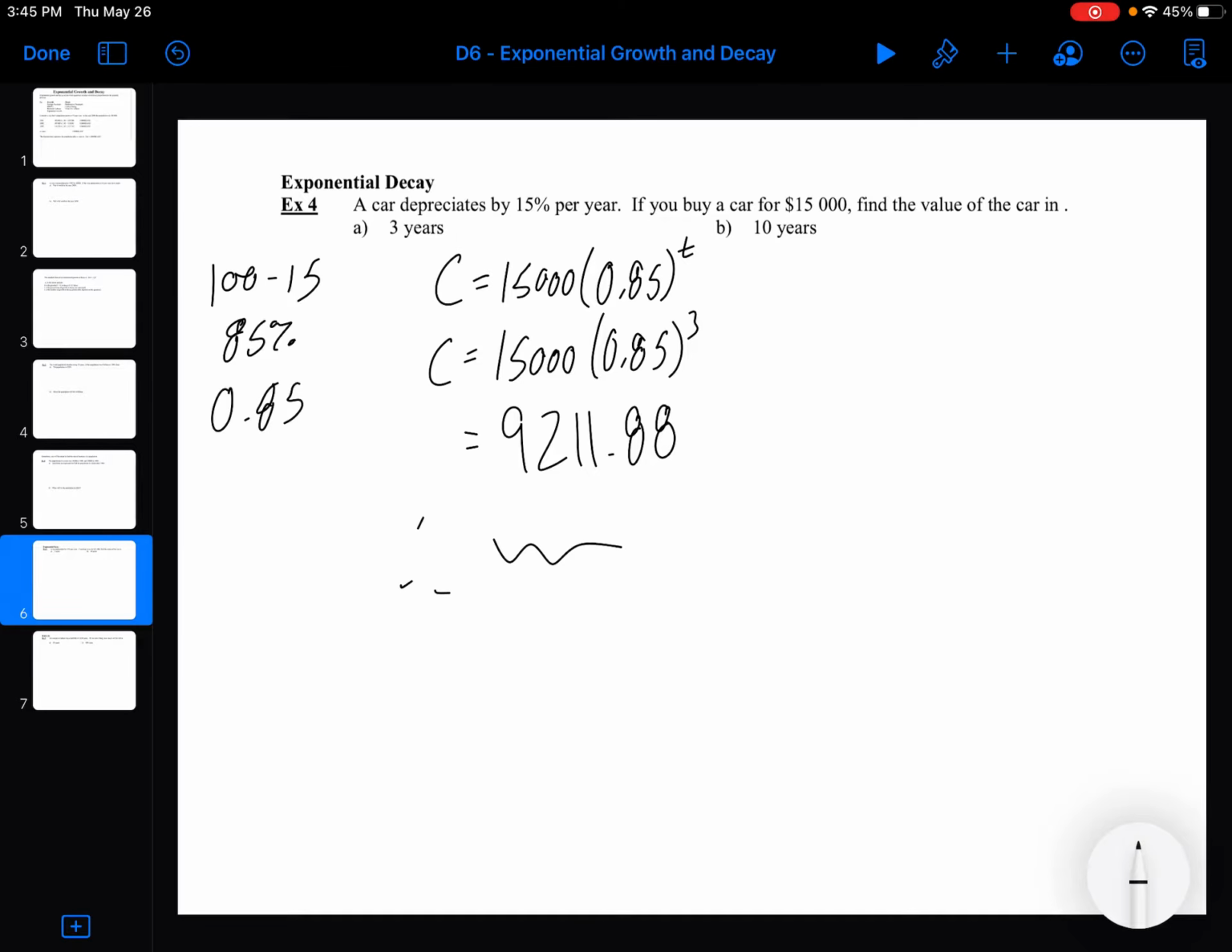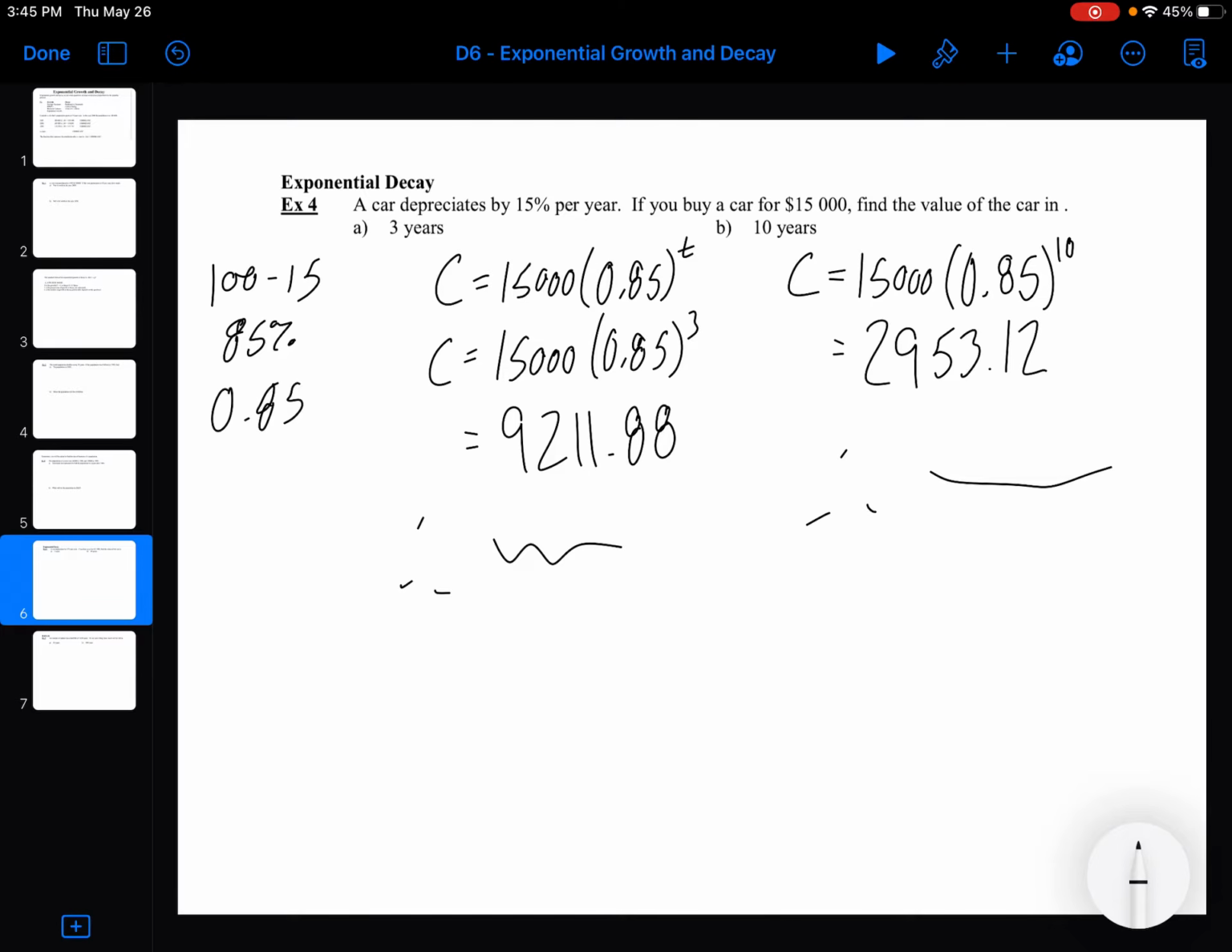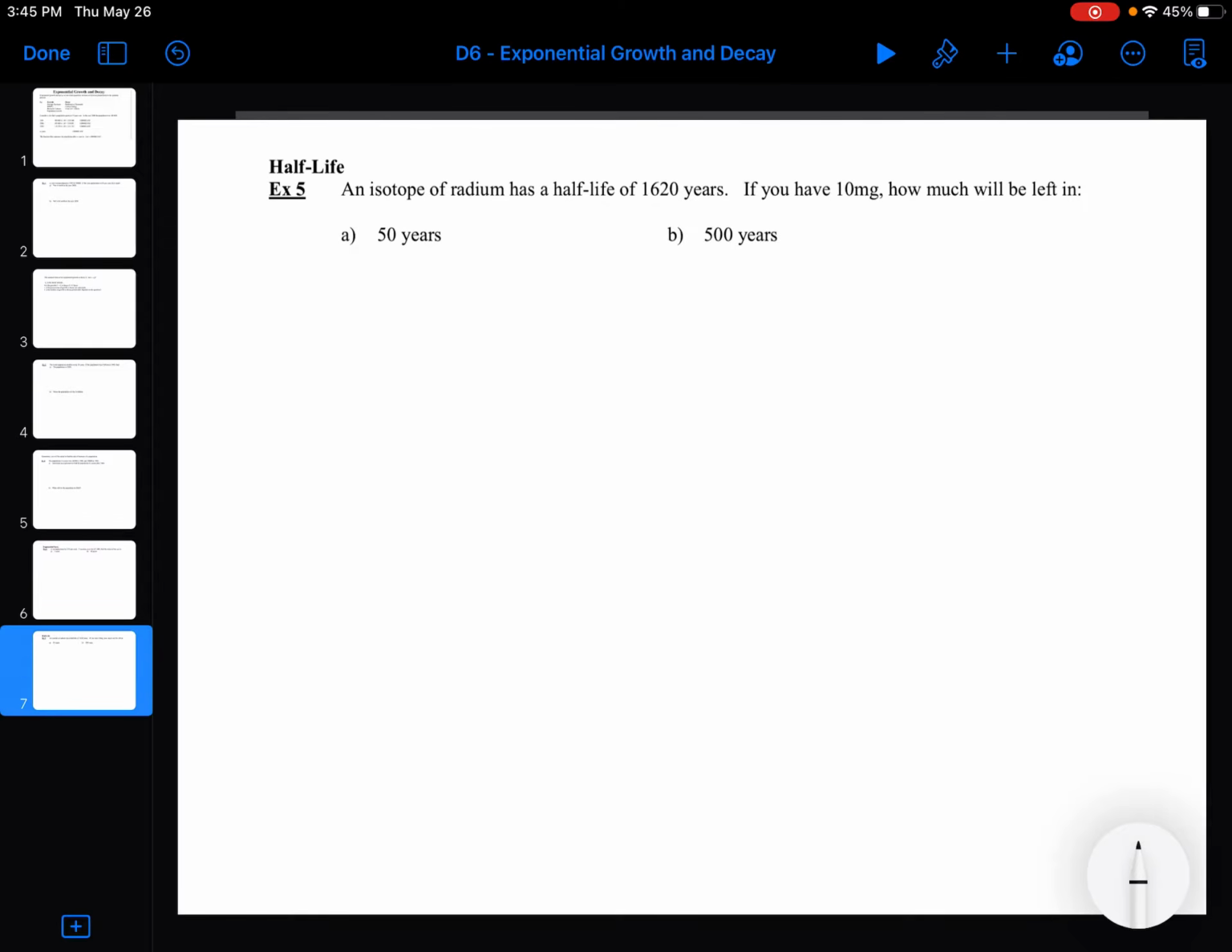After 10 years, we would do the exact same thing here. So we're going to have C equals 15,000 times 0.85 to the 10. So we would have 0.85 to the exponent 10 times 15,000. And we're going to be down to $2,953.12. Again, you got your therefore statement.